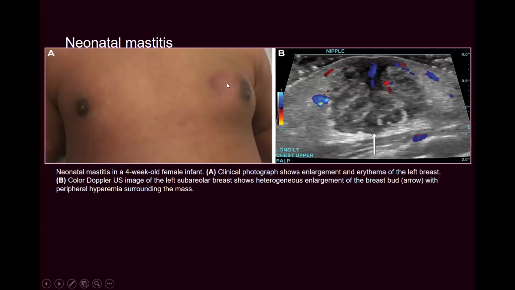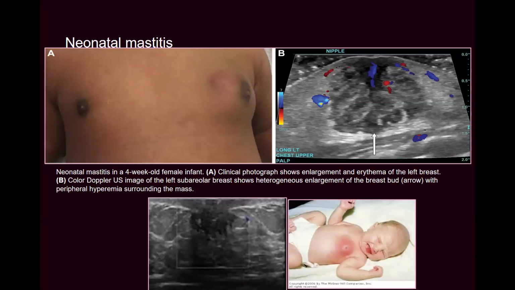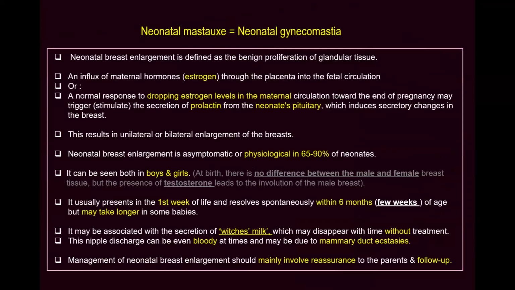swelling and erythema. And look here, there is increased vascularity and there is surrounding edema. What is going on? There is inflammation and mastitis. This is a neonatal mastitis. Neonatal gynecomastia complicated with mastitis, another case seen here. So what is neonatal gynecomastia?